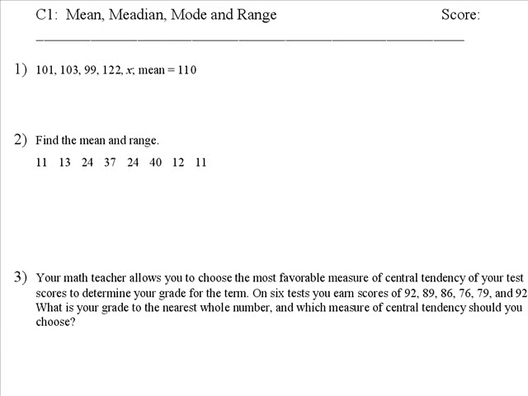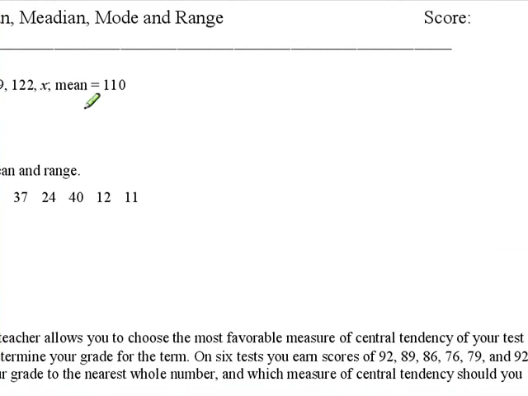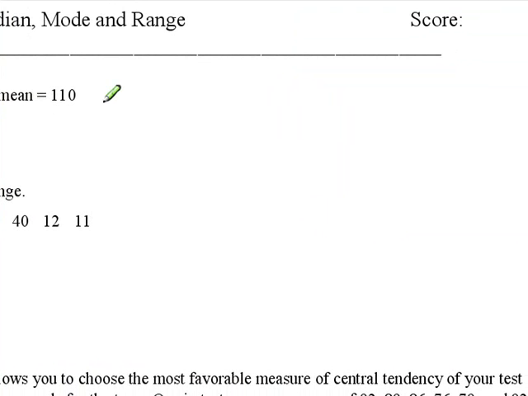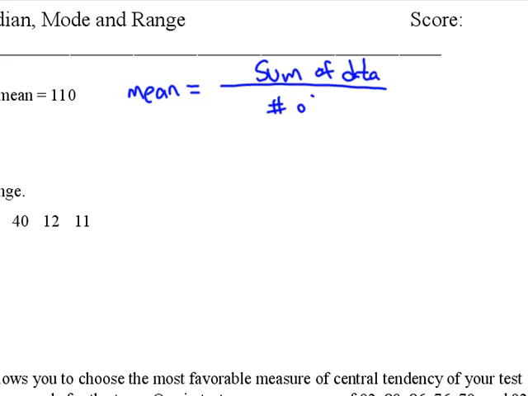Okay, here we go. On number 1, for mean, median, and mode range, we're trying to find x. So we're given these 4 numbers plus an unknown number that have a mean of 110, and we need to find out what that x number is. Well, we know that mean is equal to the sum of the data, in other words, just add it all up, divided by the number of data points. In other words, divided by how many, right?